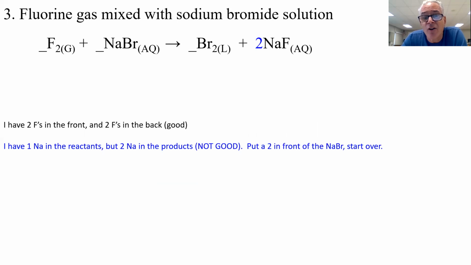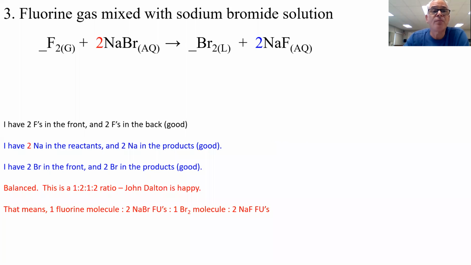There's 2 F's in the back. Good. In the front, I have 1 sodium, but in the product, I have 2 sodium fluorides, 2 sodiums. So in order to fix that, I have to put a 2 in front of the sodium bromide on the reactant side, and I got to start all over again. So I put a 2 there, and I start again, talking to myself.